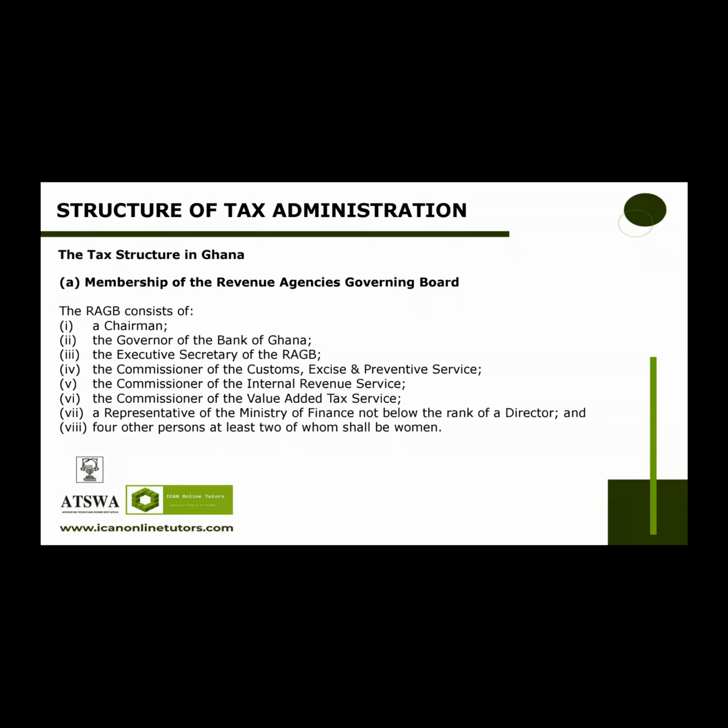Okay, so in all, what do we have? We have 11 members. Okay, we have 11 members of what? Of the Revenue Agency's Governing Board. So we have 11 members that constitute the Revenue Agency's Governing Board.